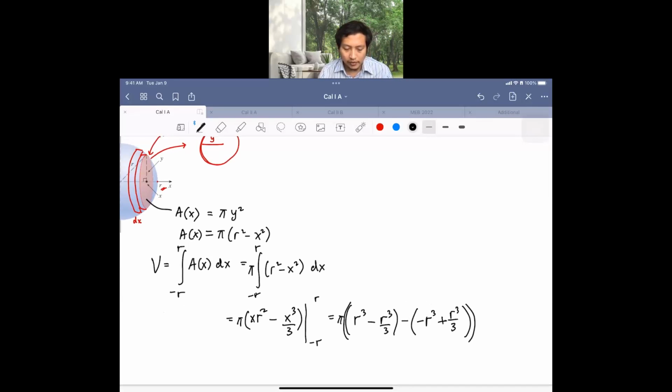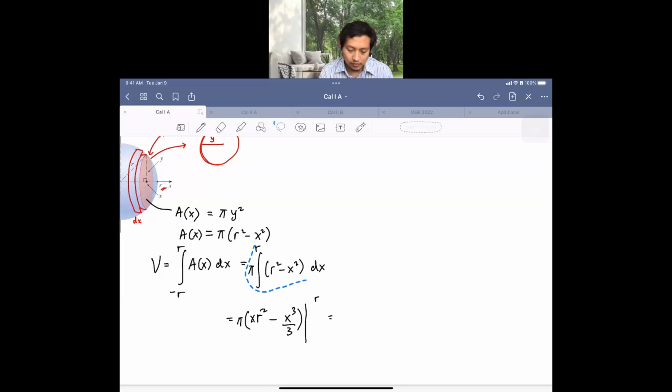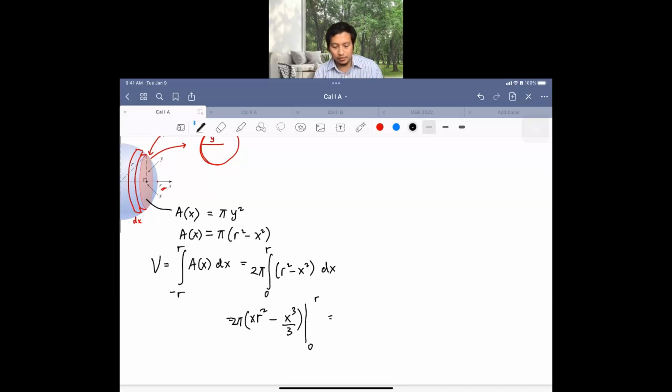Or I think we can take the symmetry to make it much easier to compute. So let's take the symmetry, from 0 to 2 pi. I think it's much easier to compute. So 2 pi times r cubed minus r cubed over 3, which will be equal to 4 over 3 pi r cubed, which is the volume of the sphere, right?